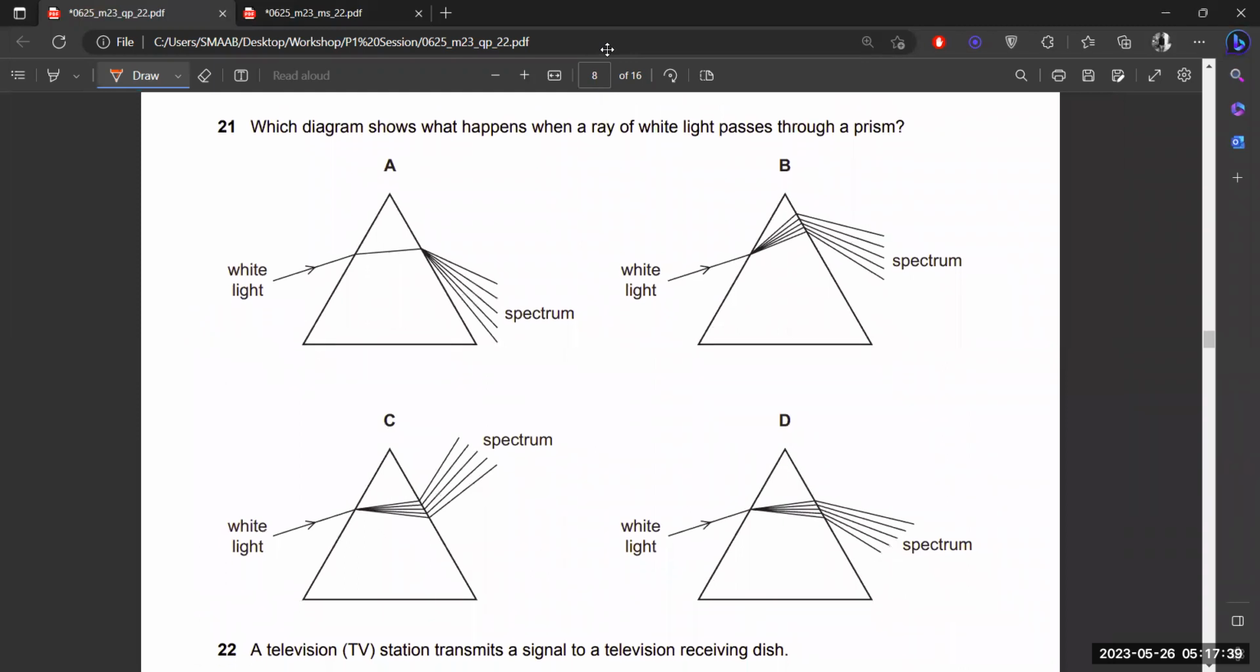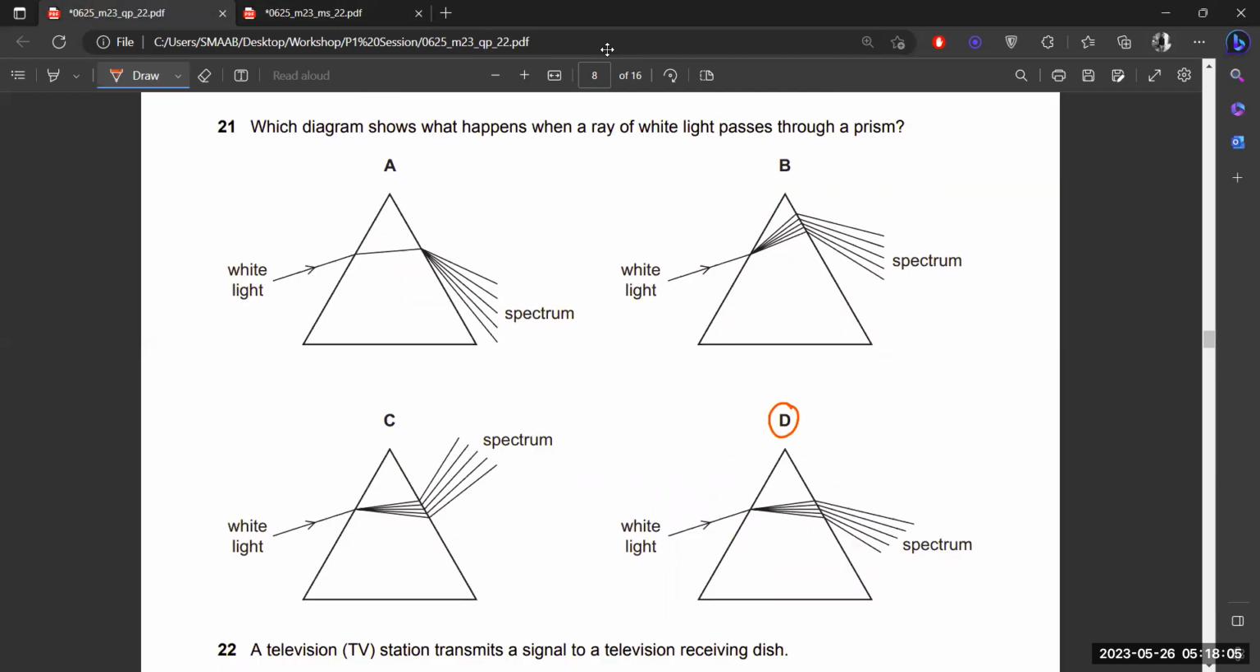21 is the ray diagram for prism. A very simple question. Those students who know the ray diagram of prism easily identified that D is the right choice. Just search on the internet for dispersion in prism and you will get the ray diagram for it. So I'm not going to explain it in detail because that is very simple. I think 21 is D.